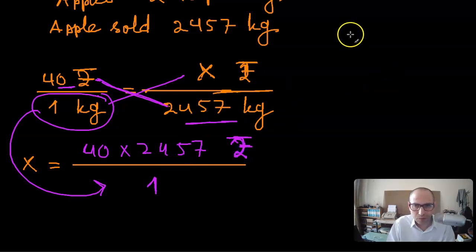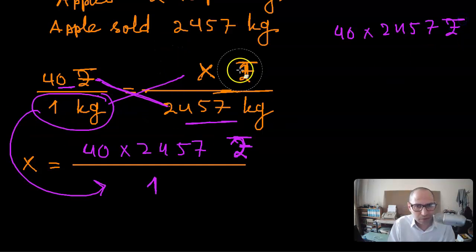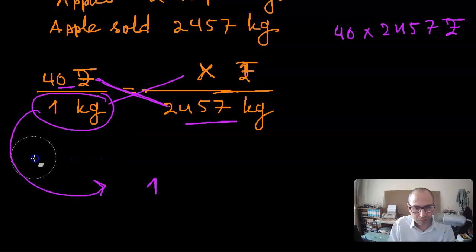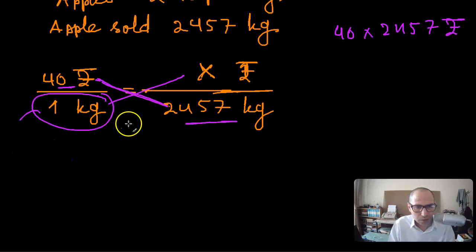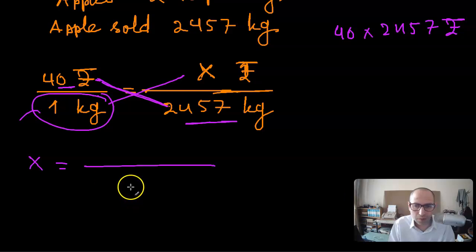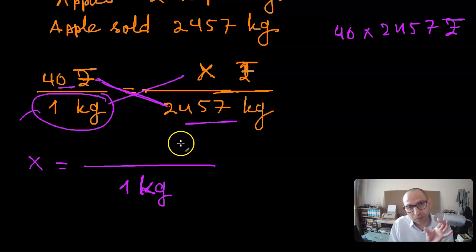So the answer is 40 times basically 2,457 in rupees. Now let's set up the proportions. Essentially, let's now write the answer using the units, right? So using the units, what I would write my x is the same thing as basically, again, this, which is across from the x, goes to the denominator, which is 1 kilogram. And these two, which are across from one another, they go to the numerator, essentially multiplied together.